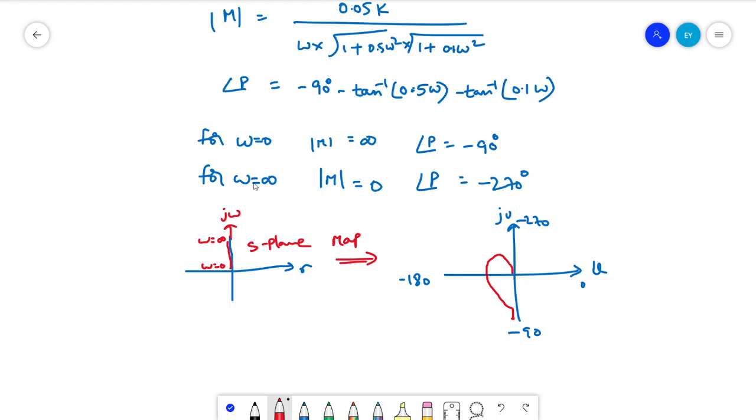Right? At omega equal to 0, magnitude will be 0. Here magnitude is infinity. That's why I selected here. Magnitude will be 0 and it will terminate at the origin, making an angle of minus 270. So this is the G of S into H of S plane. This is how we map the first one. This is nothing but C1 mapping is done.